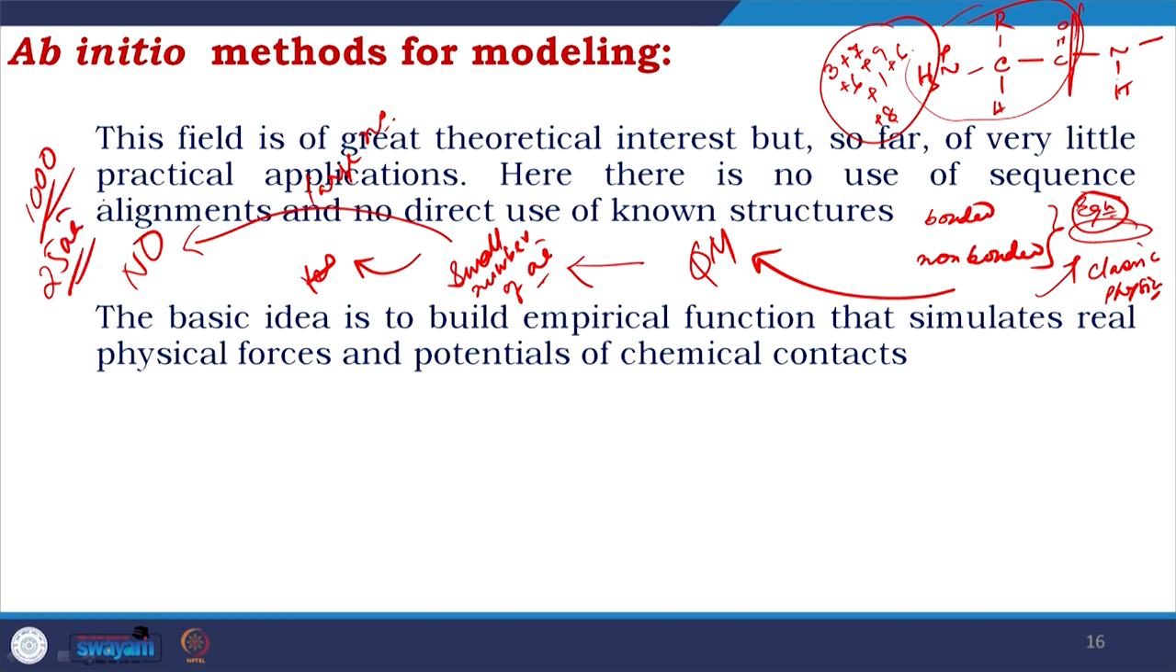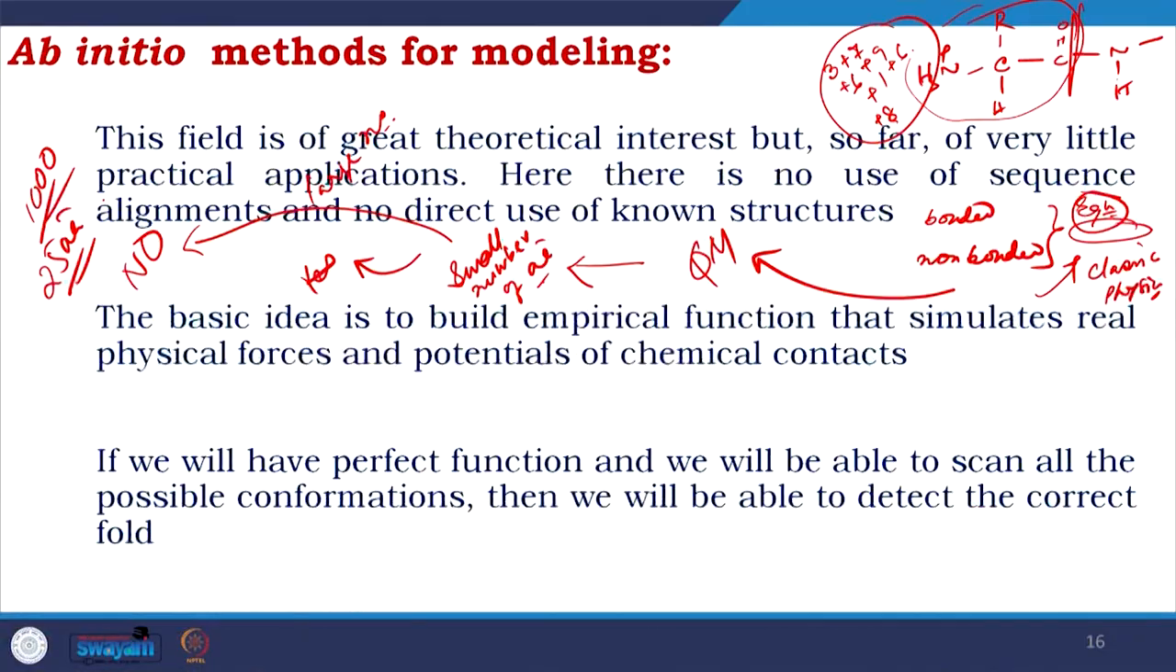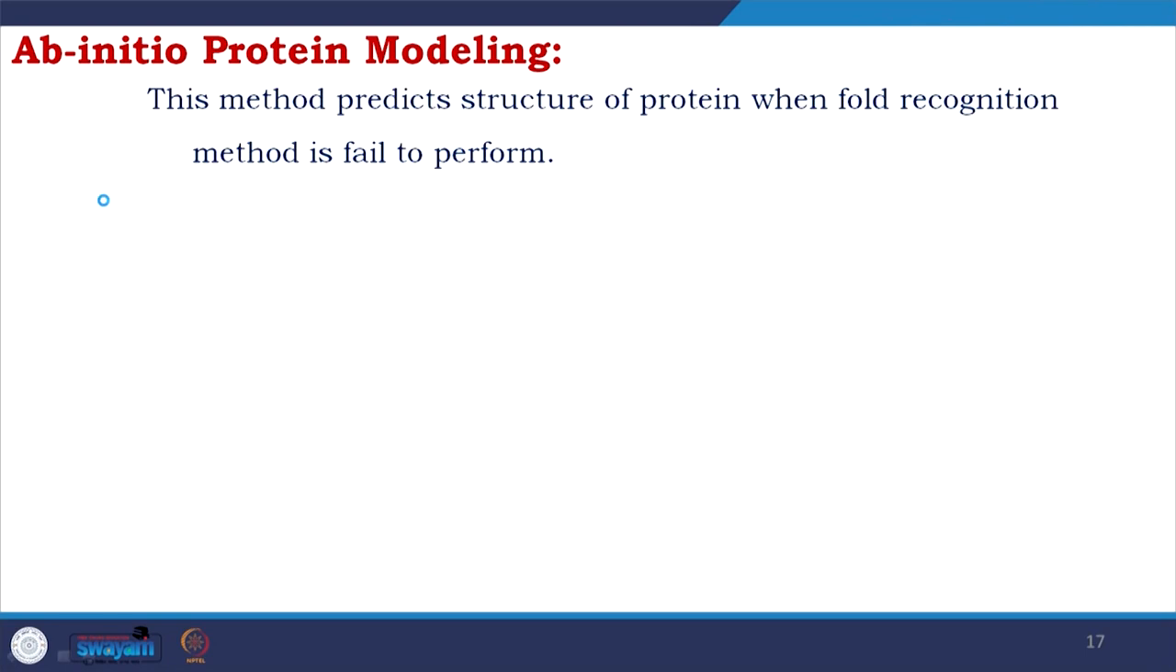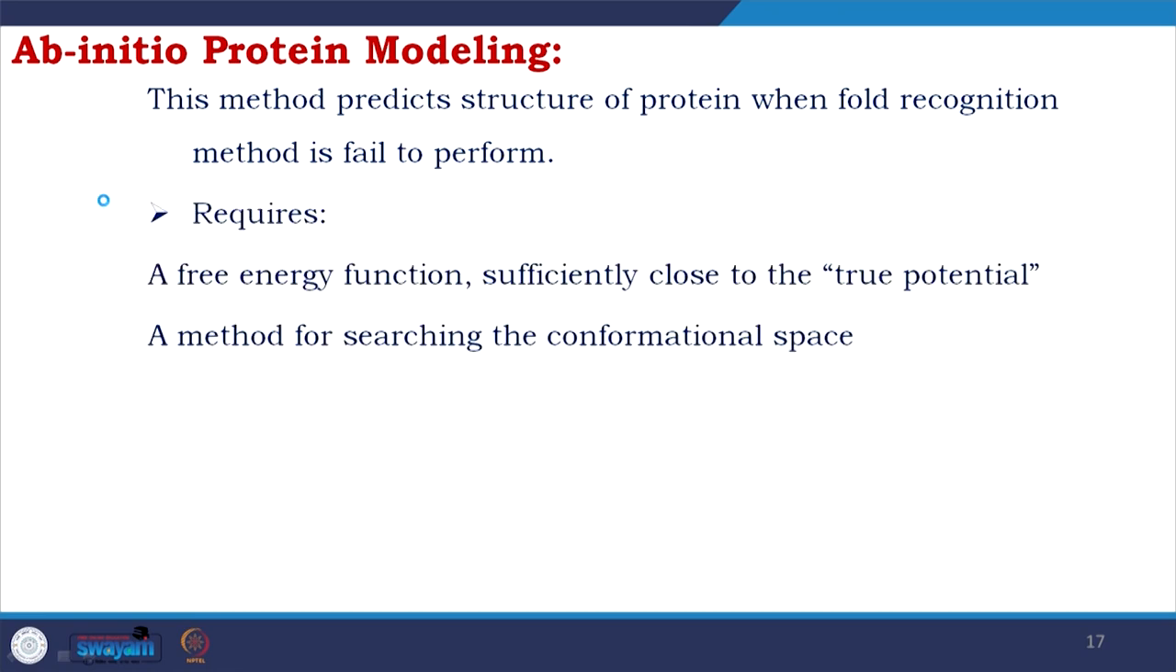More than that, cross connection of the electrons makes the calculation very, very difficult, right. So, it is a possibility, but there are problems. If we develop a perfect function and we will be able to scan all the possible conformations, then we will be able to detect the correct fold. Now, ab initio predicts the structure of a protein when fold recognition and homology both fail. As I told, it requires a free energy function sufficiently close to the true potential, and a method for searching the conformational space.